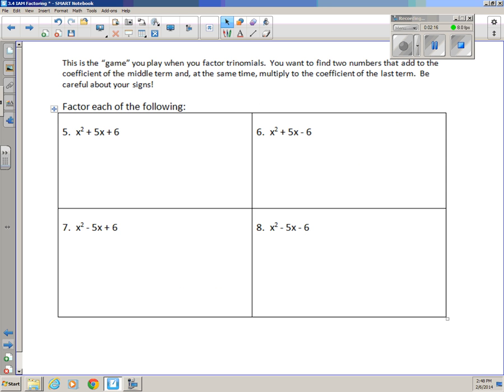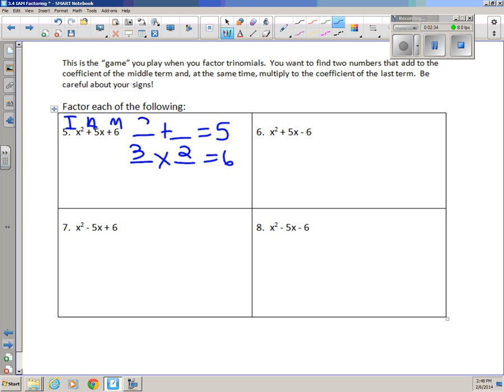So when we try to factor, we say, all right, I have to add and multiply. I have to add and I have to multiply. I'm adding to a positive 5. I'm multiplying to a positive 6. My signs both have to be the same and they're both positive. What numbers do that? And hopefully you realize that 3 and 2, both positives, do that.